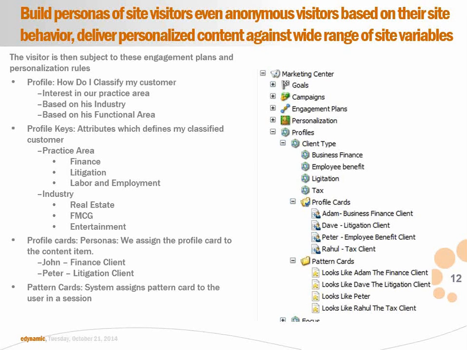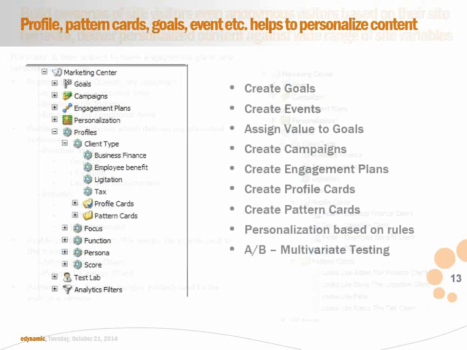Moving on to the next slide, which is again about the Marketing Center, and we just talked about this before. Profile, pattern cards, goals, and events, they help you to personalize the content. So how can you personalize the content? You can create goals, create events, assign value to goals, and once you set up those goals and events, and even for anonymous users, you can see their performance by goals and events and then give them a personalized experience. So that is how personalization and goals and event tracking is created.